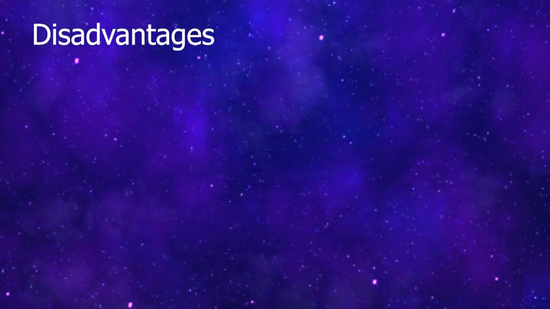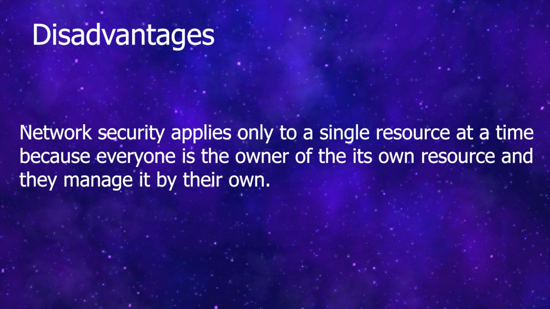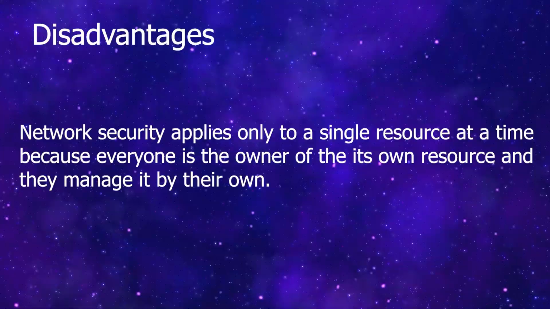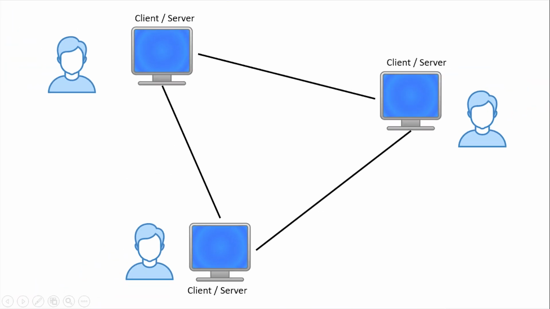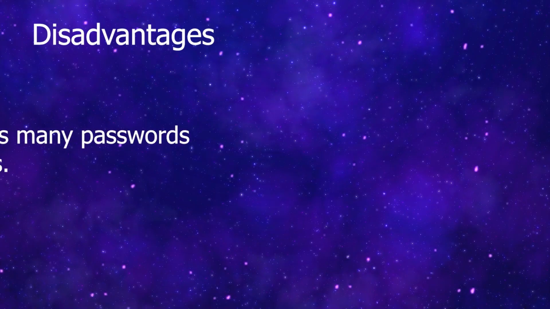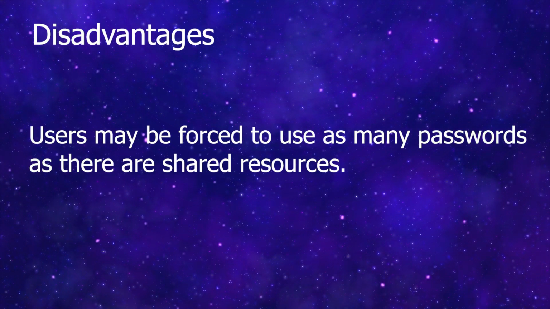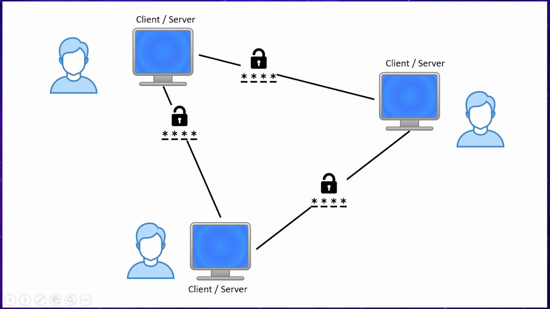Now let us talk about the disadvantages of peer-to-peer architecture. Network security applies only to a single resource at a time, because everyone is the owner of their own resource and can manage it on their own. Another issue is that users may be forced to use as many passwords as there are shared resources. Suppose there are three computers in the network and each has a shared resource, and if they set a different username and password on each PC, then we have to remember a lot of passwords to access the resources.